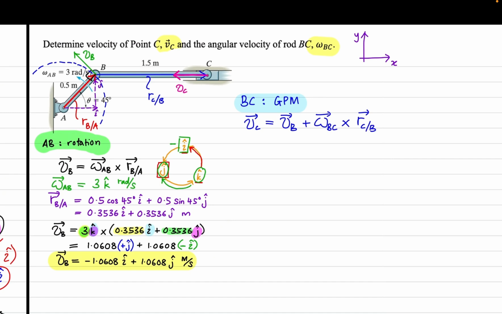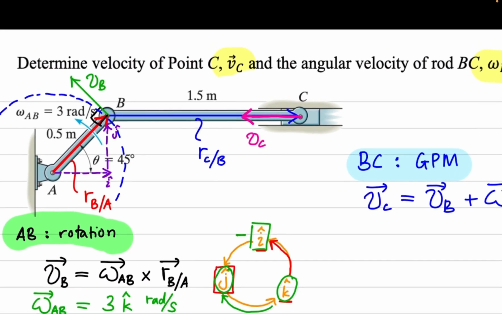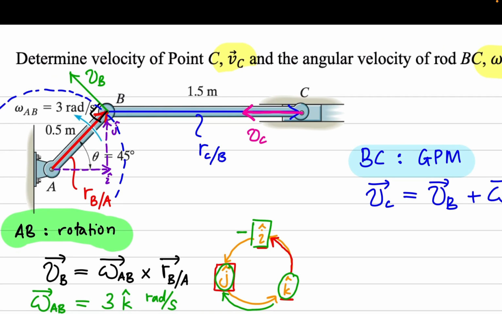So now what we need to find first is probably RC/B. So this is easy. RC/B, if you look here, is basically from point B to point C.